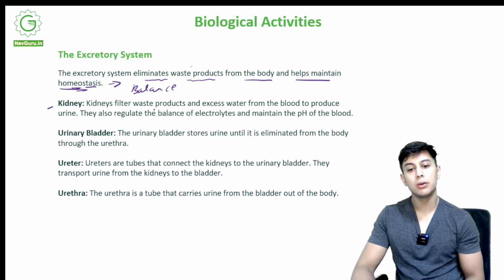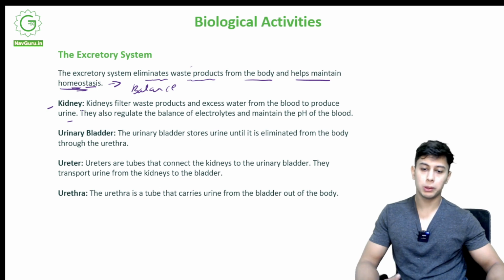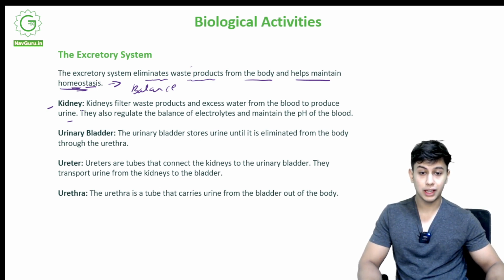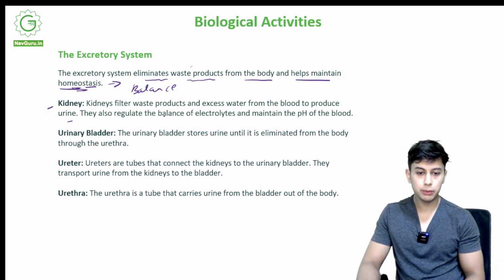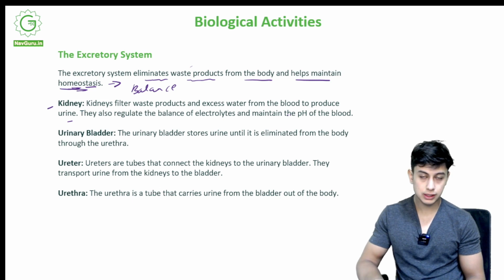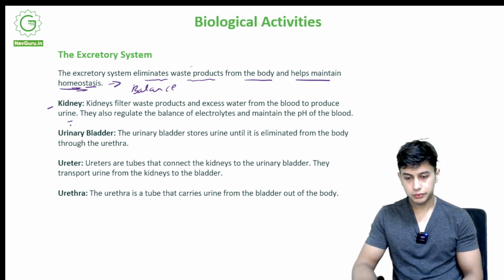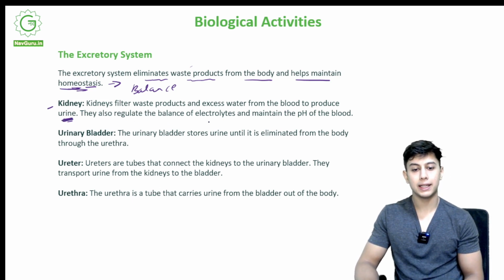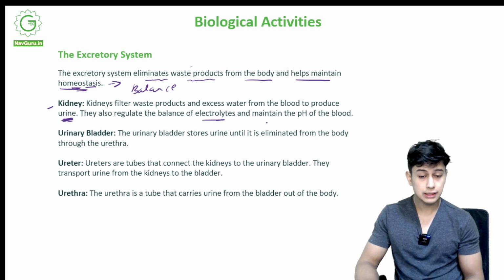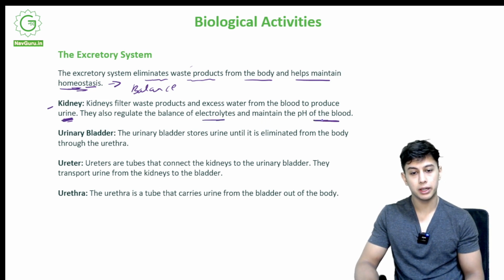Kidneys filter waste products and excess water from blood to produce urine. So whatever soluble products, all the waste products and excessive water, a lot of excess water is present in our blood. What the kidney will do, it will take all those waste products and all the excessive water to produce urine. They also regulate the balance of electrolytes and maintain the pH of the blood.